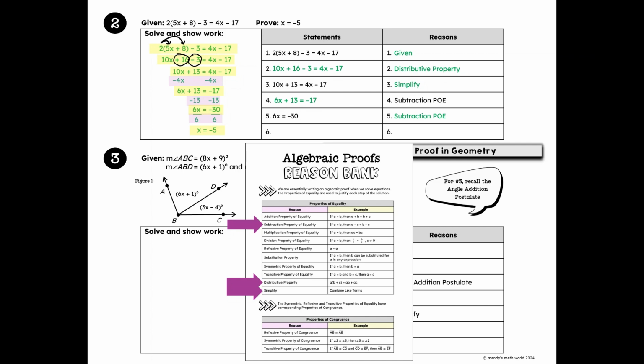I'm going to write, what am I going to write in that statements column? X equals negative 5. What did I do to get there? What did I do to the previous equation, 6x equals negative 30, to get to x equals negative 5? I used the division property of equality. I'm going to write that down.